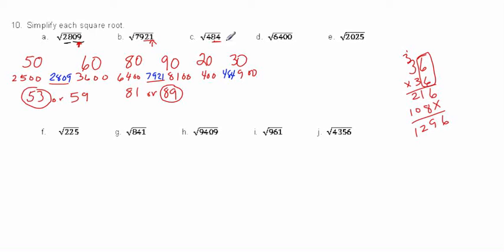Okay, our last digit is a 4, so what times what gives us a 4 at the end? Well, 2 times 2, or 8 times 8, because that gives us 64. So we know our possible answers are 22 or 28. Well, 484 is much closer to 400 than 900, so that means 22 has to be the square root.